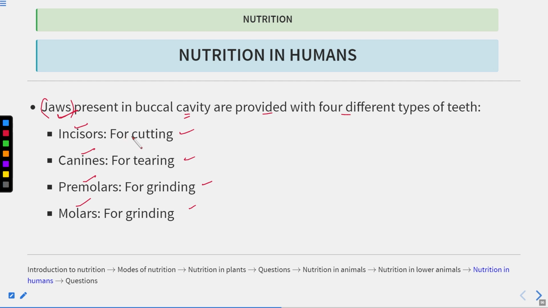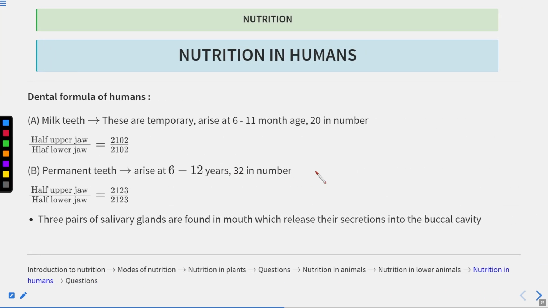What is the role of incisors? They are used for cutting the food material. Canines are required for tearing the food material. Premolars and molars are used for grinding the food material. Now let's talk about the dental formula of humans. What is the dental formula? The dental formula is the arrangement of the teeth in the buccal cavity, or in the mouth. This is known as the dental formula.